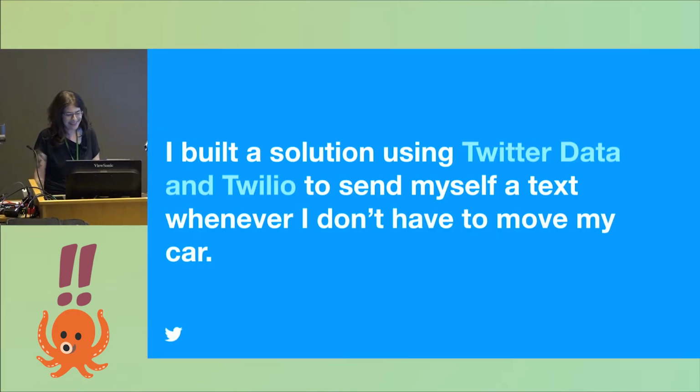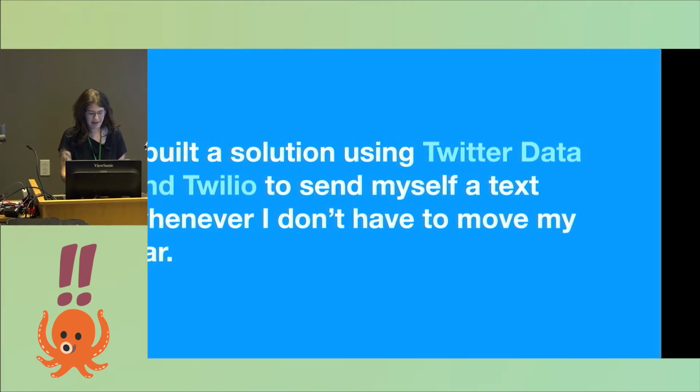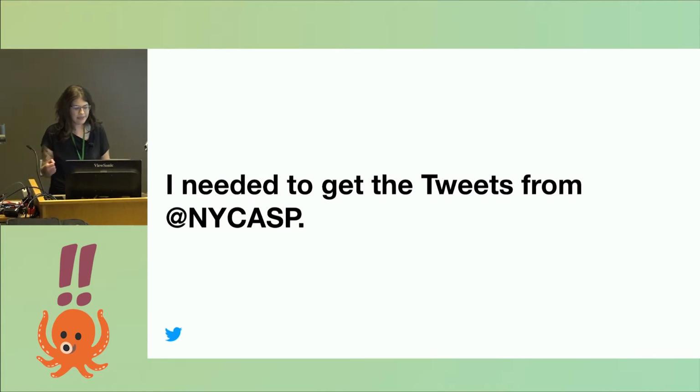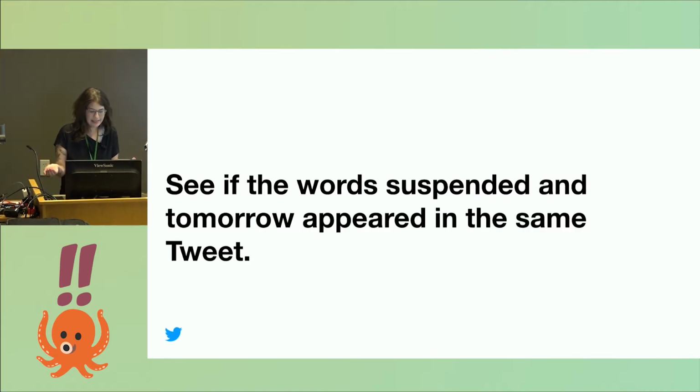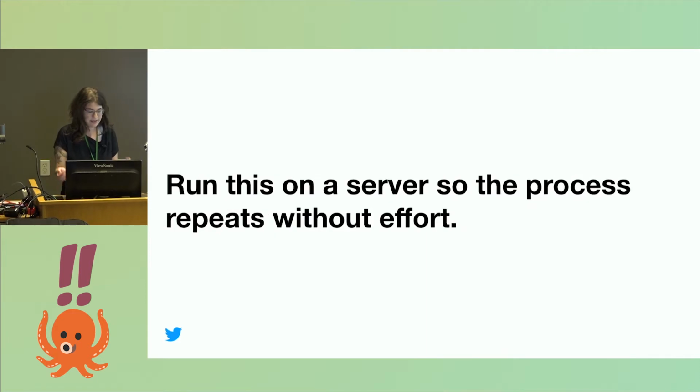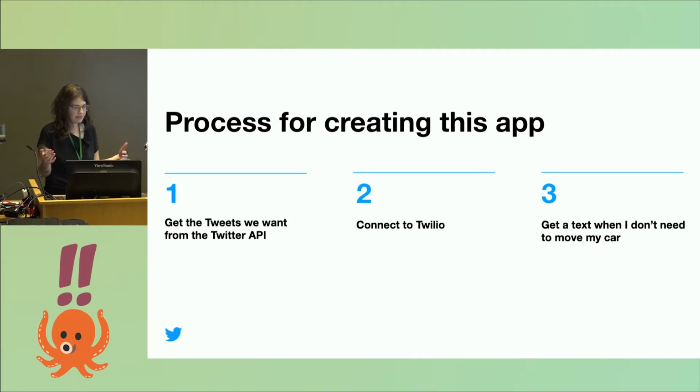So I built a solution using Twitter data and Twilio to send myself a text message whenever I didn't have to move my car. So let's kind of talk about how I solved this. So I needed to get the tweets from the NYC ASP Twitter handle. I needed to see if the words suspended and tomorrow appeared in the same tweet. I needed to get a text message when the right words appear. And I needed to run this on a server so that this repeated without any effort from me, because I would never remember to run this script.